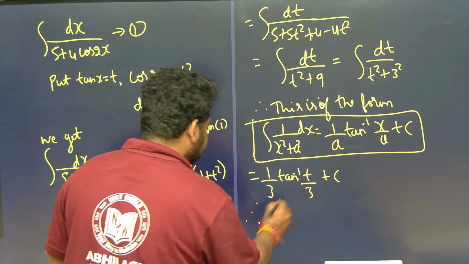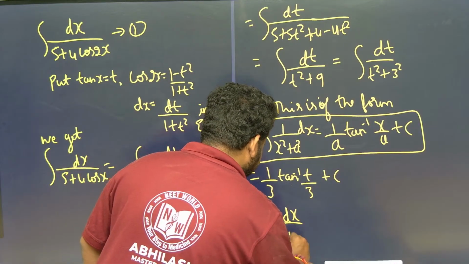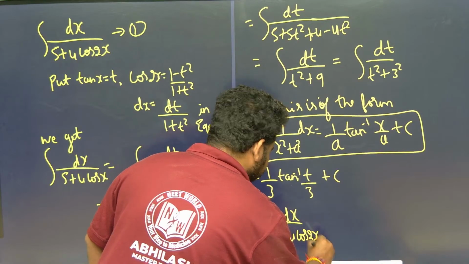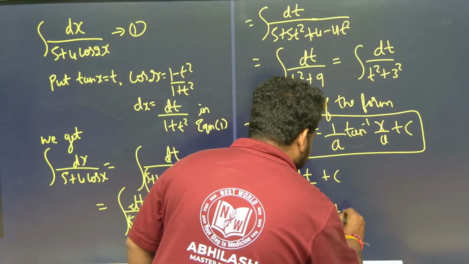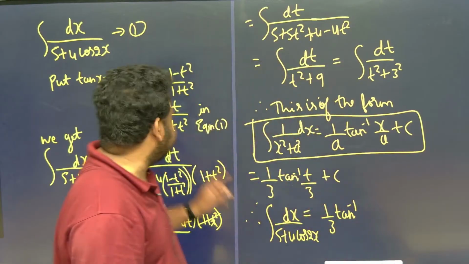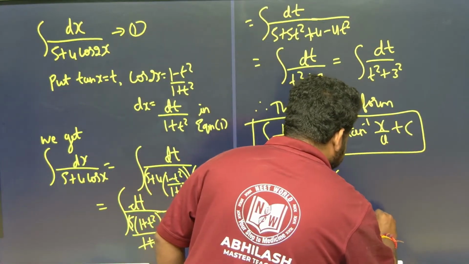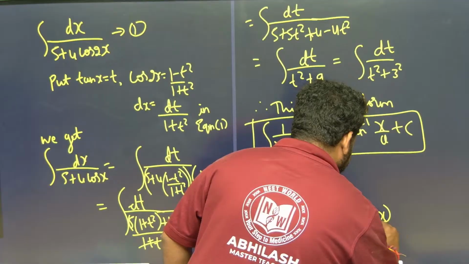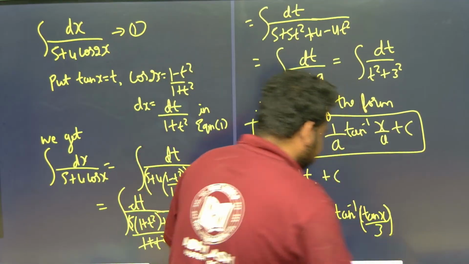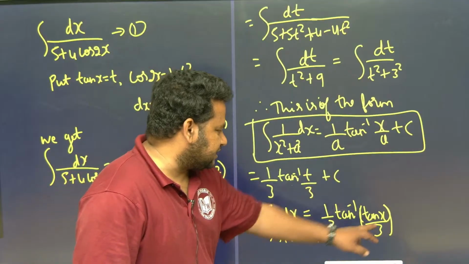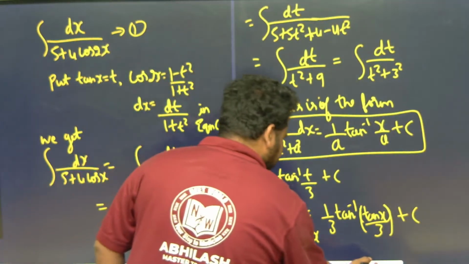So therefore we will have integral of dx by 5 plus 4 cos 2x. It is not cos x, cos 2x, very important. So this will be equal to 1 by 3 tan inverse of t. Instead of t I should put tan x. Tan inverse of tan x by 3, the entire thing, plus c. Okay, this is the final answer, friends. This is the final answer to this question.